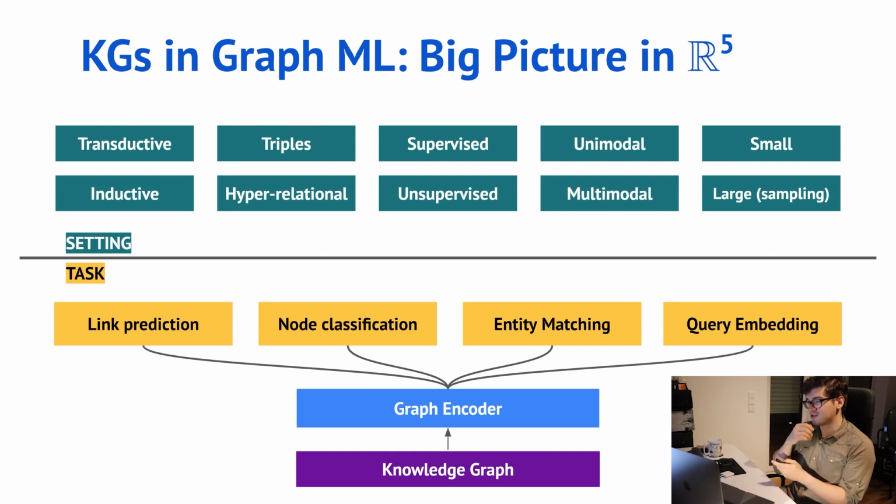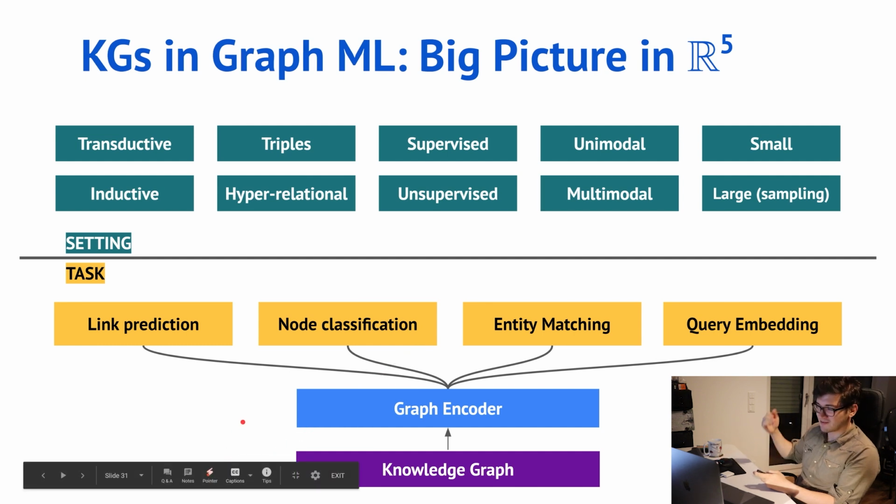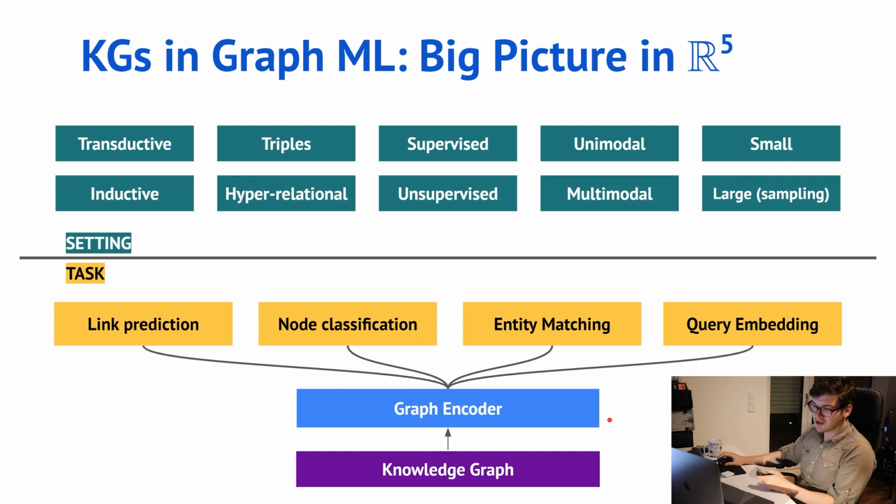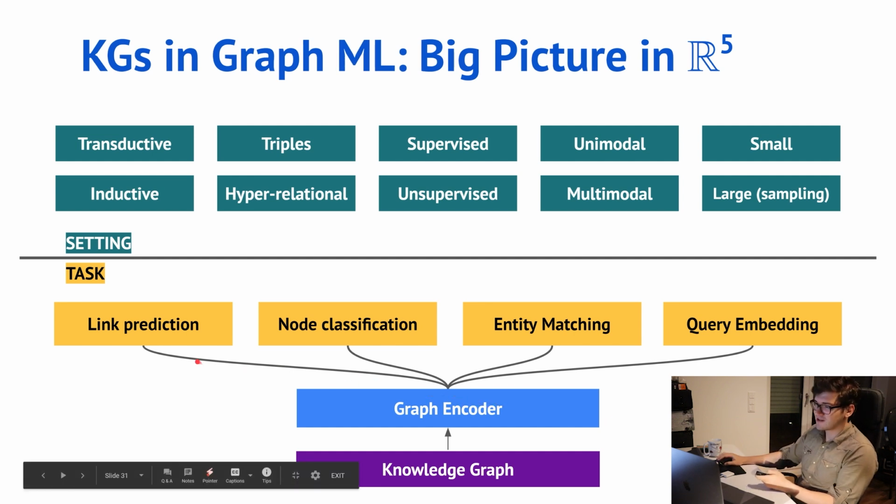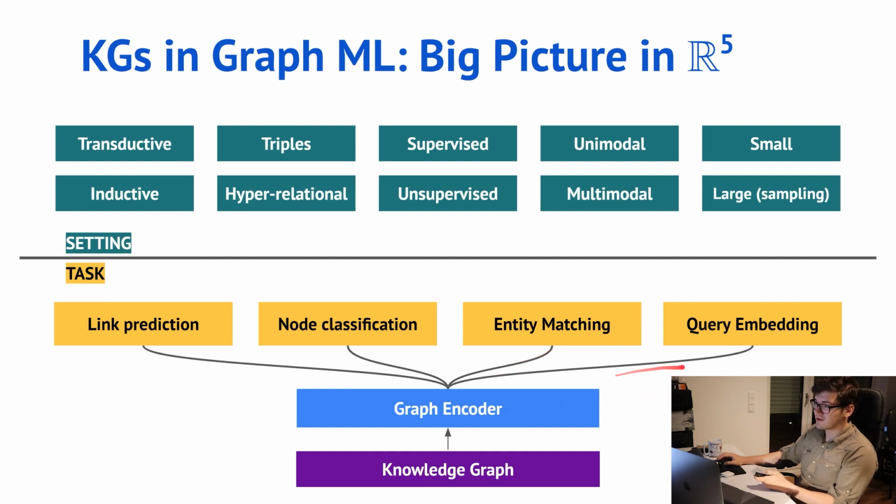So here is our big picture in like a 5-dimensional space, how KGs can be placed in the GraphML. You have going bottom up and top down approach. So bottom up, you have a KG, you have a graph encoder, which gives you embeddings, and then what you can do with embeddings. Well, there are several big tasks like link prediction, node classification, entity matching, and graph embedding. Those two we will check out in some details. And you also have 5 dimensions of KGs that define your setup, and all of them are pretty important.